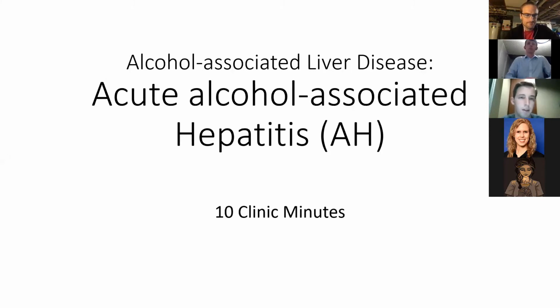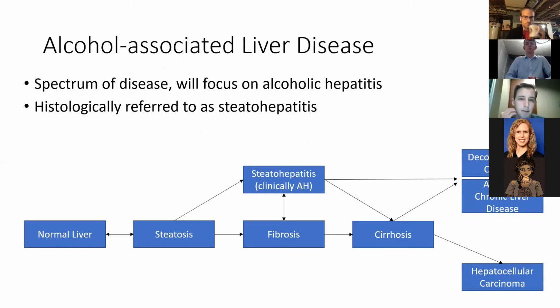All right, so we're going to talk about alcohol-associated liver disease, particularly hepatitis, which is a small portion in the spectrum of this condition. As a lot of you probably know, there is a spectrum of alcohol-associated liver disease. It can go from steatosis to steatohepatitis and a fibrosis pattern, cirrhosis, and that can go to decompensated cirrhosis, hepatocellular carcinoma, and sometimes end-stage liver disease.